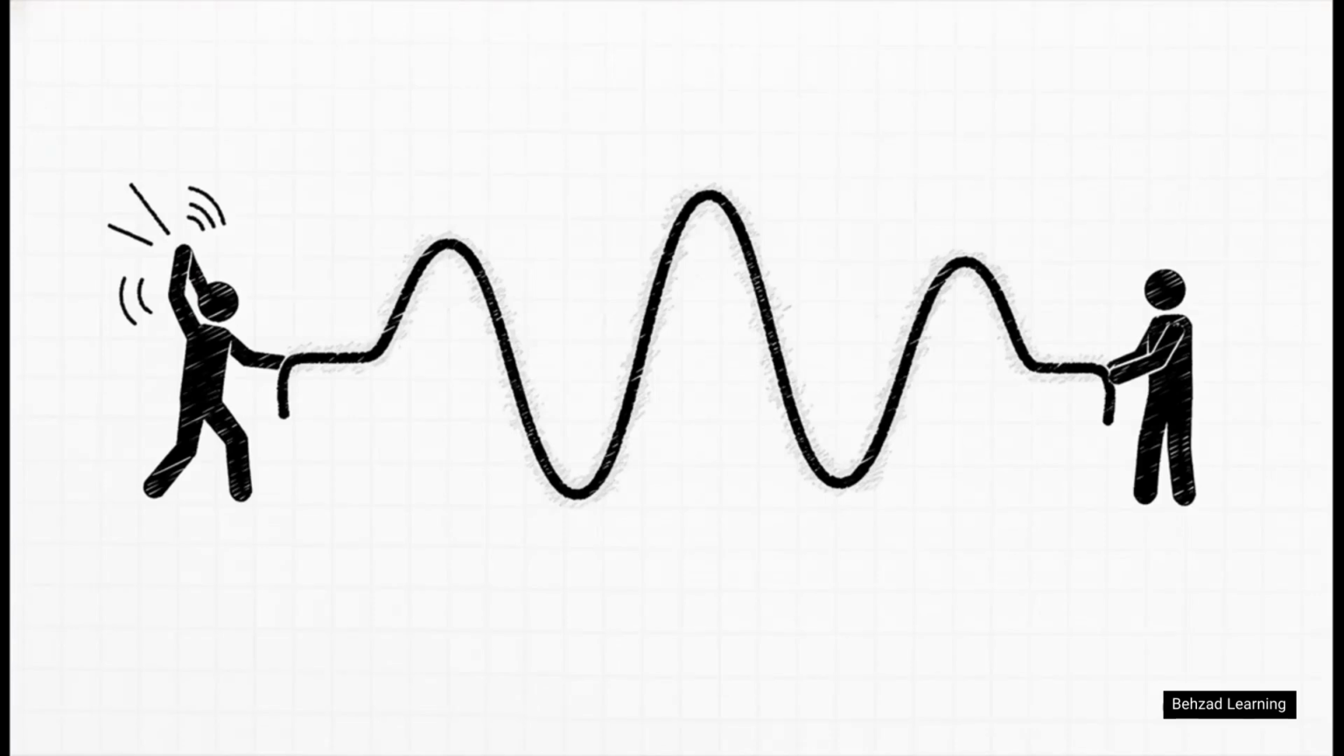I want you to imagine two people standing really far apart holding a long, loose rope. The rope represents free space. Now, if the sender just holds their end up, nothing happens. But if that person starts vigorously shaking their end of the rope up and down, a traveling wave moves all the way along that rope until it reaches the other person.